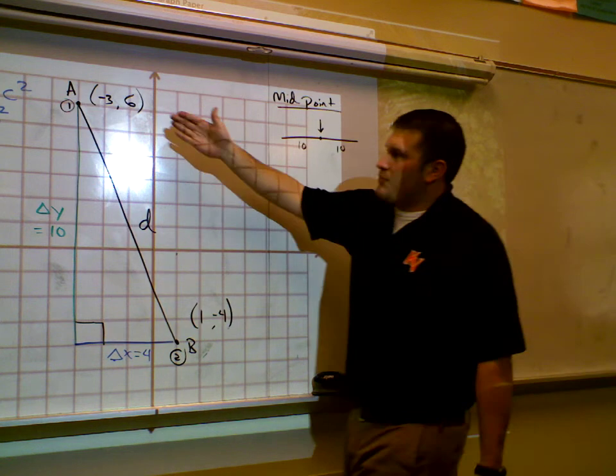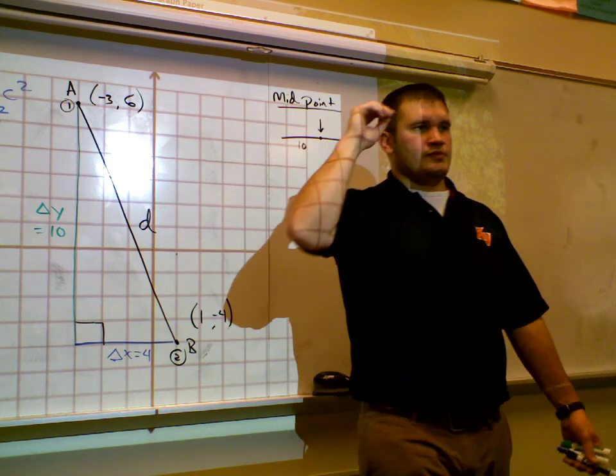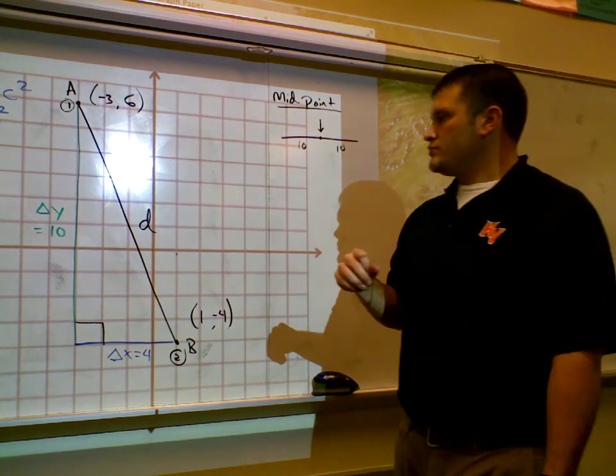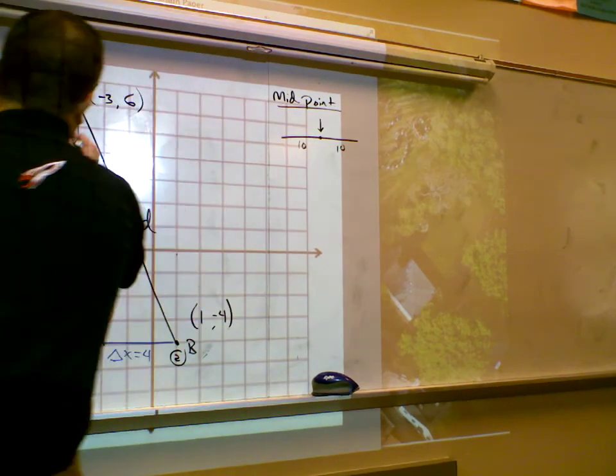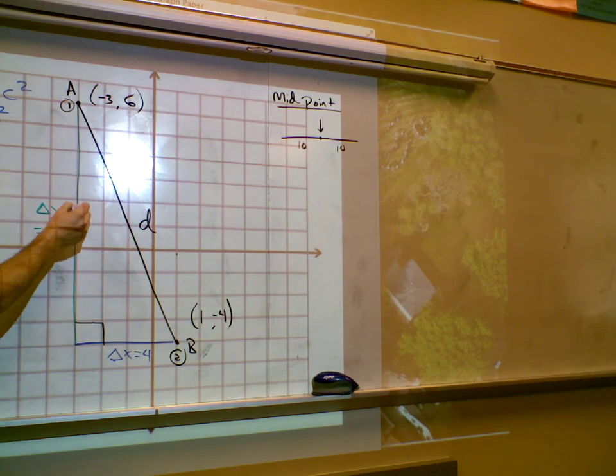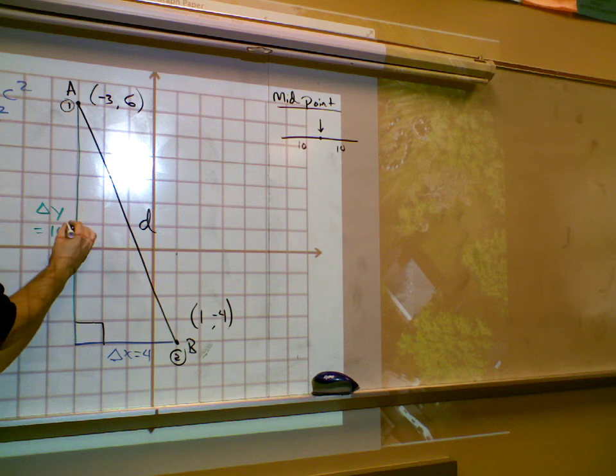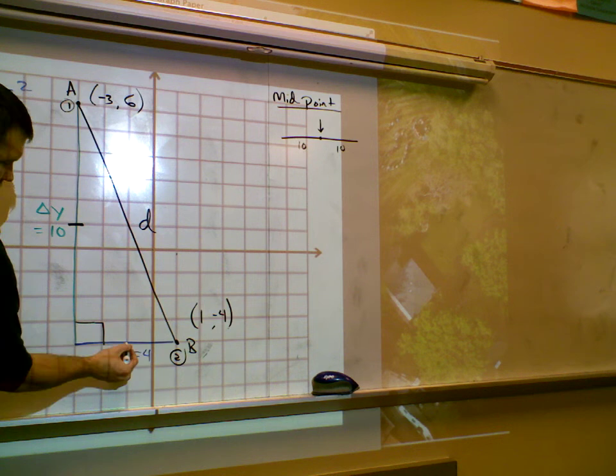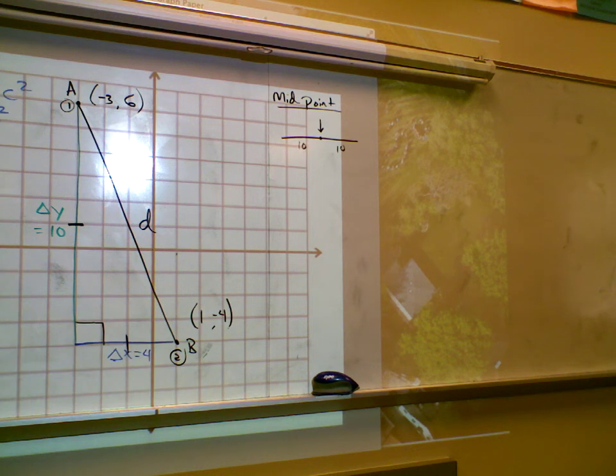So where's the midpoint of this change in y line? 5. 5 from where? Each side. So I start here, I go down 5: 1, 2, 3, 4, 5. Or I start at the bottom, I go up 5: 1, 2, 3, 4, 5. Either way, it's on that line. What about the blue line? 2 from either side: 1, 2, 1, 2. That line.